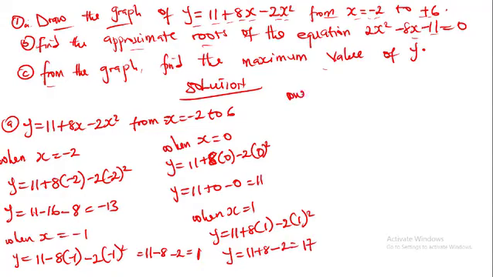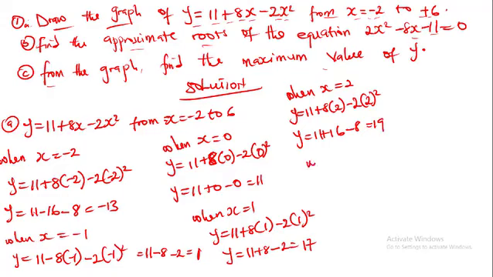Okay, when x is equal to 2, y is equal to 11 plus 8 into 2 minus 2 into 2 squared. Y will be equal to 11 plus 16. 2 squared is 4. 4 times minus 2 gives us minus 8. Then 11 plus 16 is equal to 27 minus 8. We have 19.